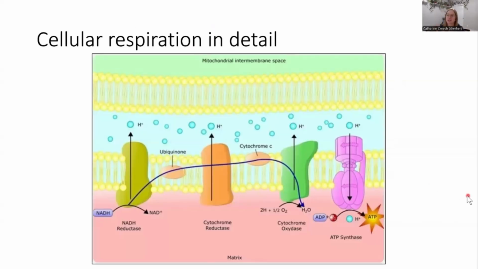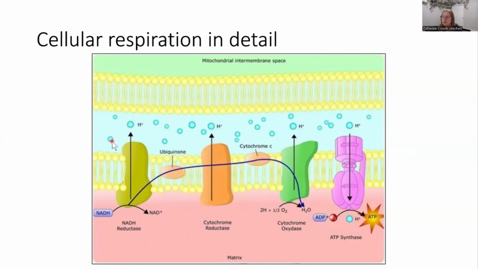Here is the electron transport chain. Let's orient ourselves. This is the mitochondrial intermembrane space. So this is going to be the inner membrane. And then you have the matrix, which is the inside of the mitochondria. So this is a cristae. Good? Awesome. Each of these inner membranes is made of a phospholipid bilayer.